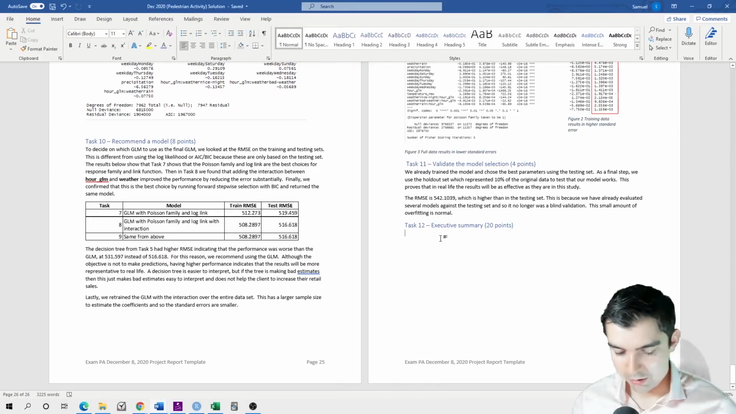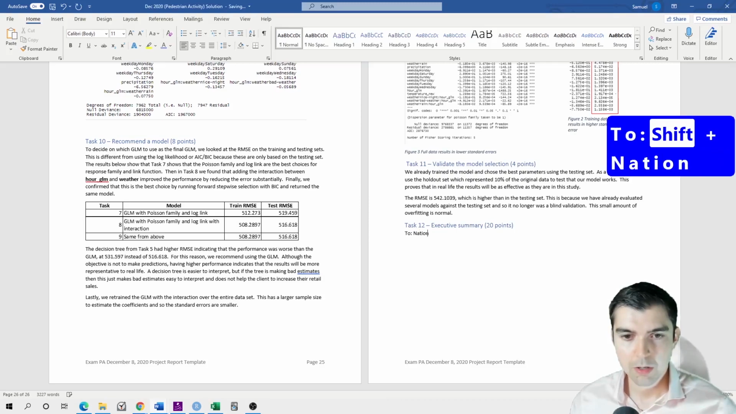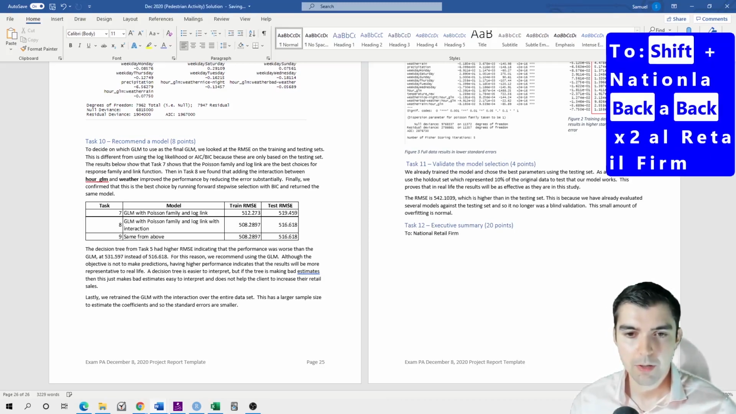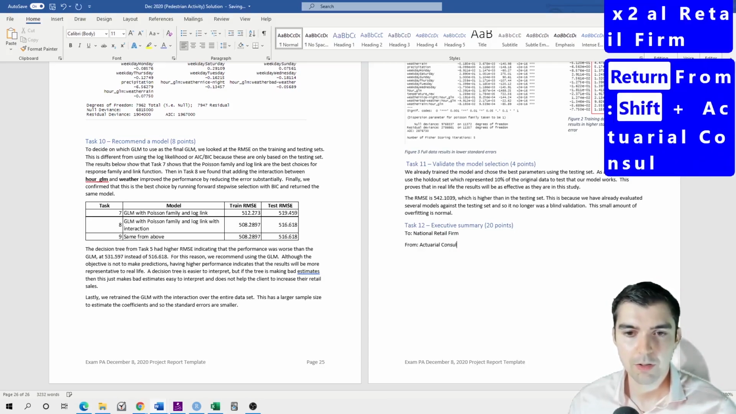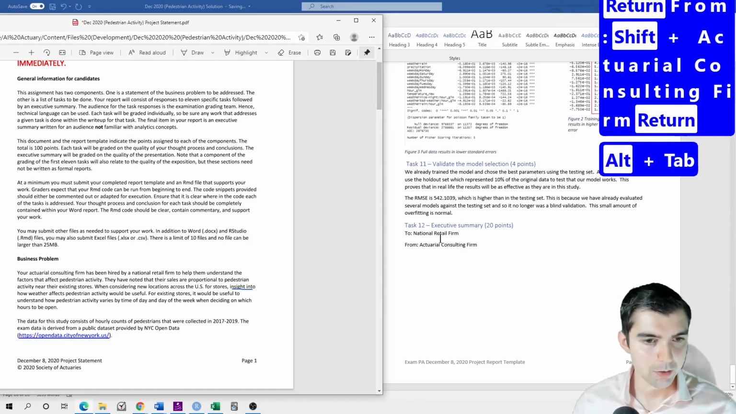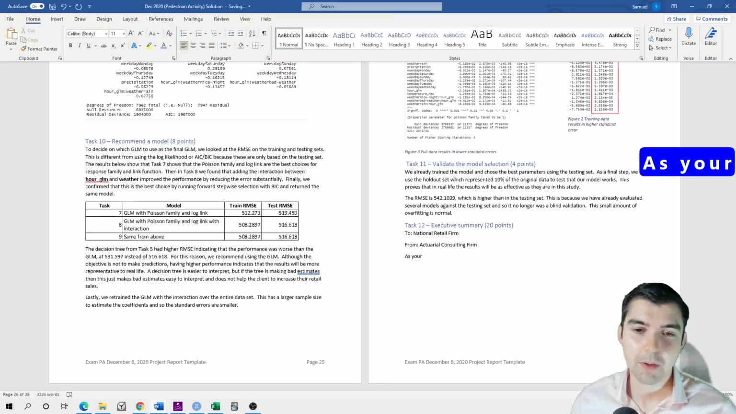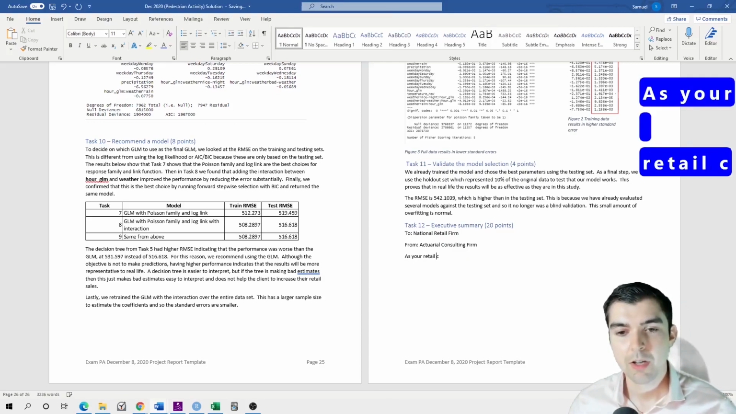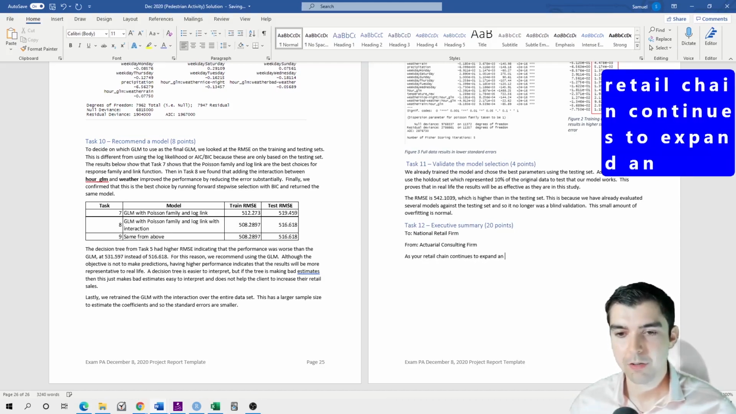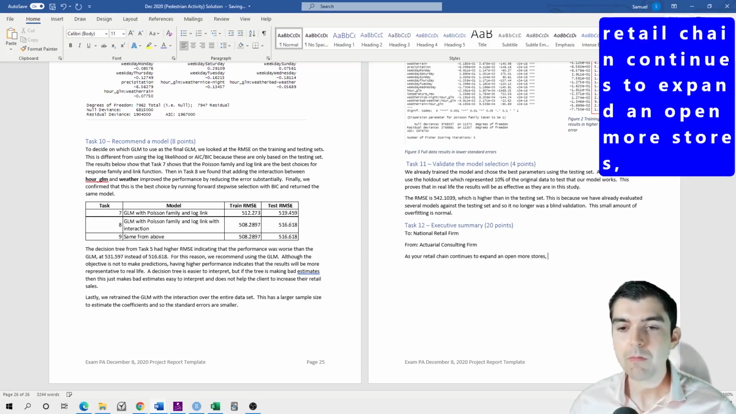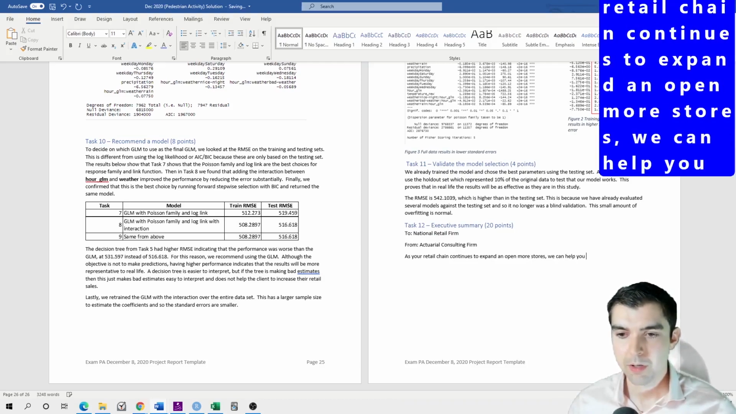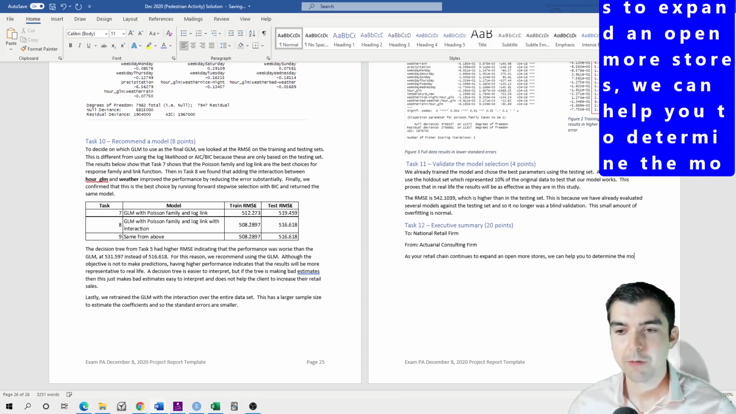So one way that I could structure this is by saying, to national retail firm, and then from actuarial consulting firm. And the problem was helping them understand pedestrian activity so that they can optimize their existing stores. They have locations. When considering new locations across the U.S., they want insight into how the weather affects pedestrian activity. So I'll just open up by saying, as your retail chain continues to expand and open more stores, we can help you to determine the most profitable locations.